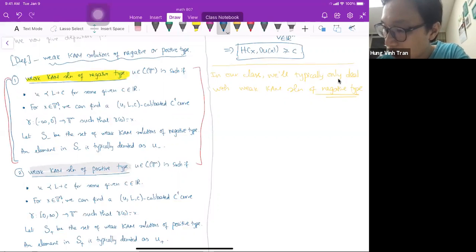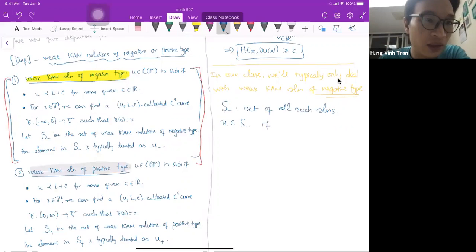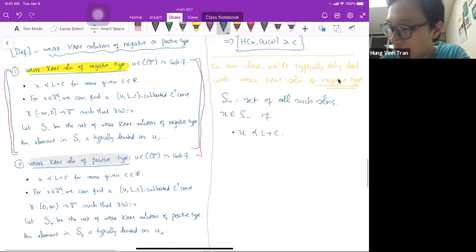So we're going to mainly focus on this. S minus is the set of all such solutions. And u is in S minus, it's a Weak KAM solution of negative type, if you have that u is dominated by L plus c. So let me highlight it: dominated by L plus c.